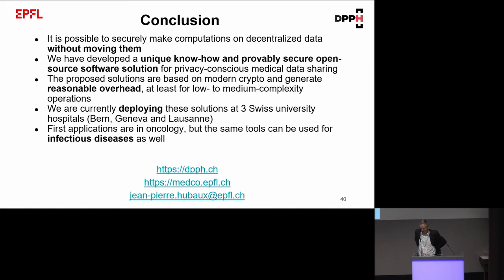Right? So, as we have seen, we have also managed to reach a reasonable overhead, at least for low to medium complexity operations, which are actually the ones that are the most frequent in practice, right? And so we are currently deploying these solutions at 3 Swiss hospitals. So the ones I've mentioned, Bern, Geneva, and Lausanne. But as mentioned, we're also talking with the 2 other ones, right? The most Nordic ones, so Zurich and Basel in Switzerland, and then beyond, right?